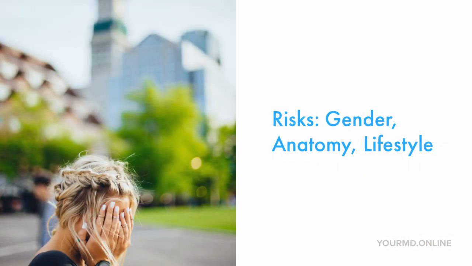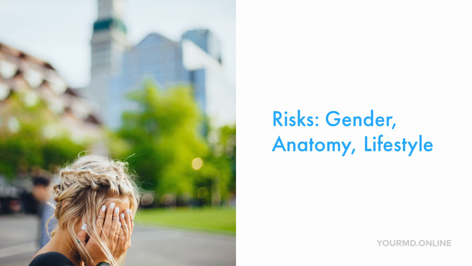When you think about risks for urinary tract infections, we can hone in on three major risks, which is female gender, their anatomical predisposition, that is having a short urethra proximal to the anus. Lastly, lifestyle choices, such as frequent intercourse, poor hydration, tendency to avoid voiding regularly.